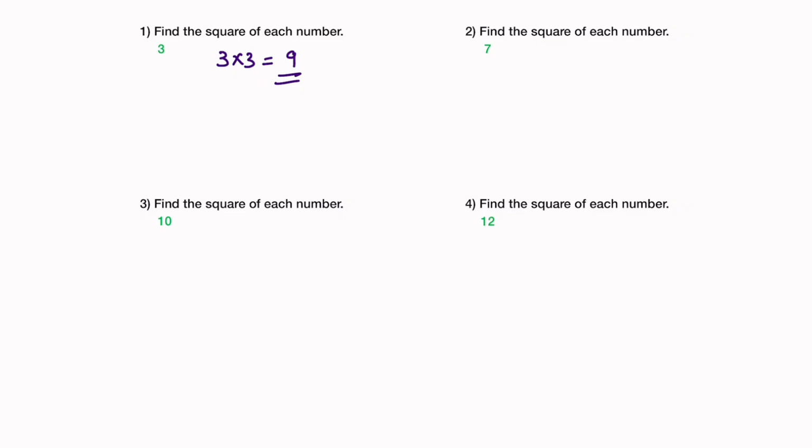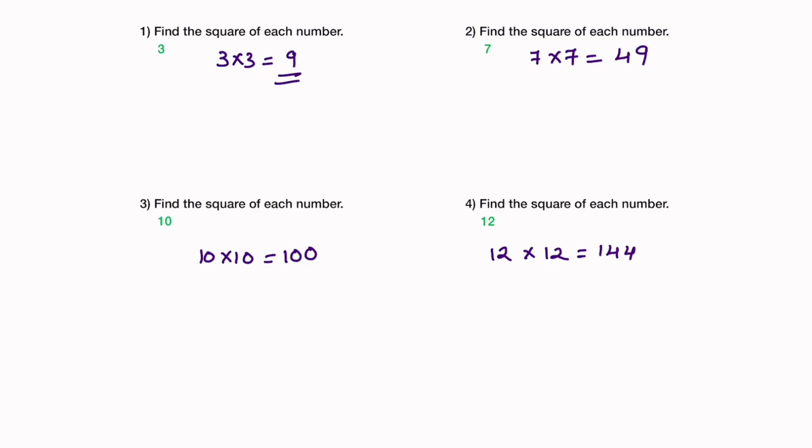Then find the square of 7. So we will do 7 times 7, which is 49. Then here 10 times 10, which is 100. And finally 12 times 12, which is 144. And it's done. So to find the square, you multiply the same number with itself.